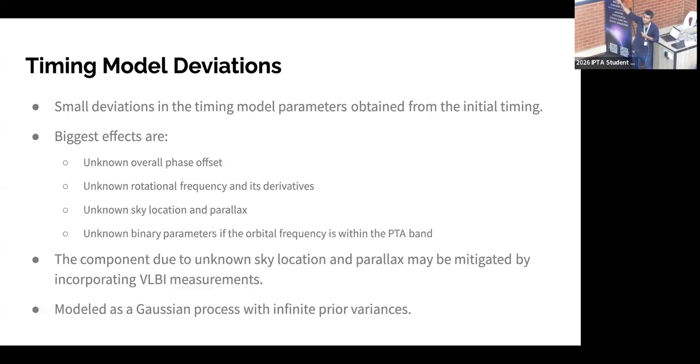The biggest effects in this are the unknown overall phase offset, the rotational frequency and its derivatives, the unknown sky location and the parallax, which can be improved by including VLBI measurements, and unknown binary parameters if the binary orbital frequency is within the PTA band. Some pulsars have this property. This is usually modeled as a Gaussian process with infinite prior variances, because we assume that we know nothing about these processes a priori. So that's reflected in these infinite prior variances.